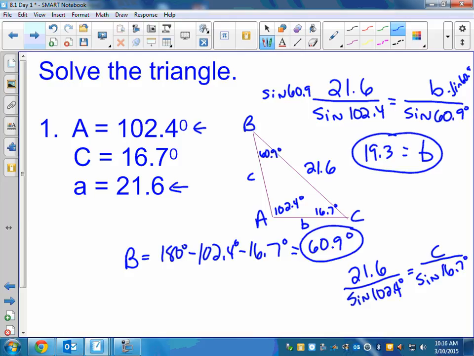And I'm okay if you just do it on your calculator and tell me what that equals. You don't have to show that you're multiplying that over, as long as you know what you're doing. So now we're going to take sine of 16.7 times 21.6, divided by sine of 102.4, and I got 6.4.